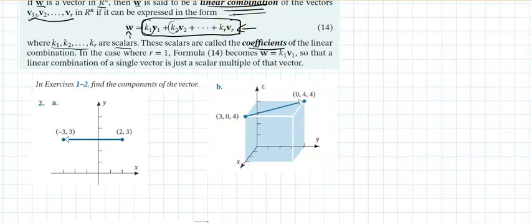In the case where r equals 1, you're dealing with w equals k1 v1 only. So a linear combination of a single vector is just a scalar multiple of that vector. Now let's get a few things going.